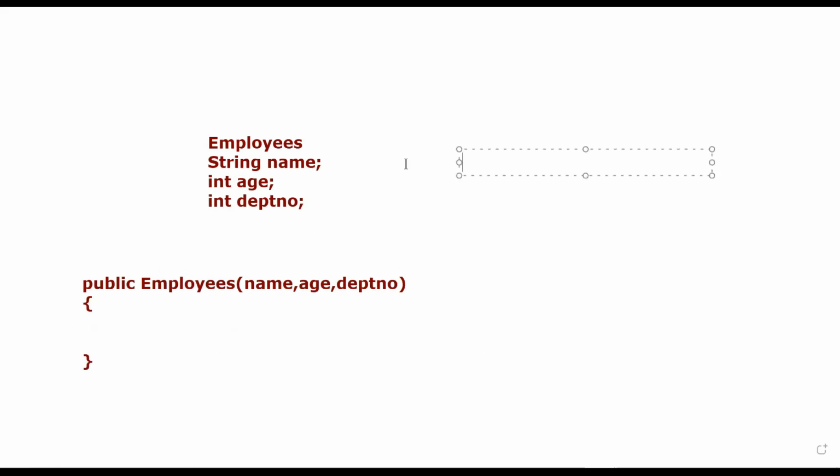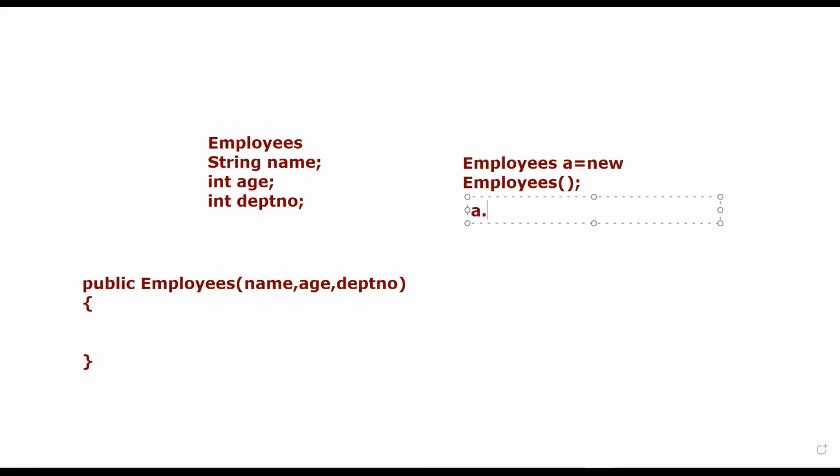So now how to call it? I will simply create an object of this class. So I will write new employees, and refer to it with some reference name. Now, instead of writing A dot name, A dot age, A dot department number, I can simply pass these values for name, age, department number in these brackets.